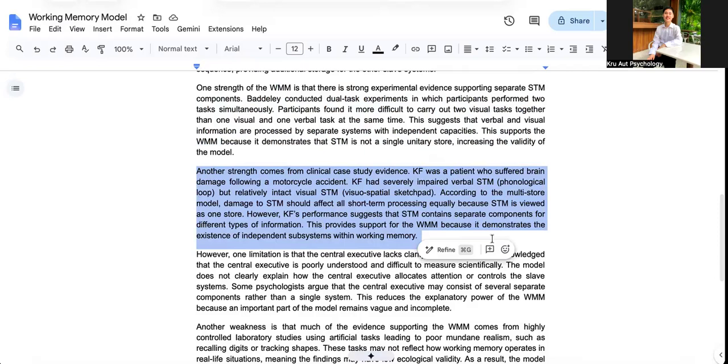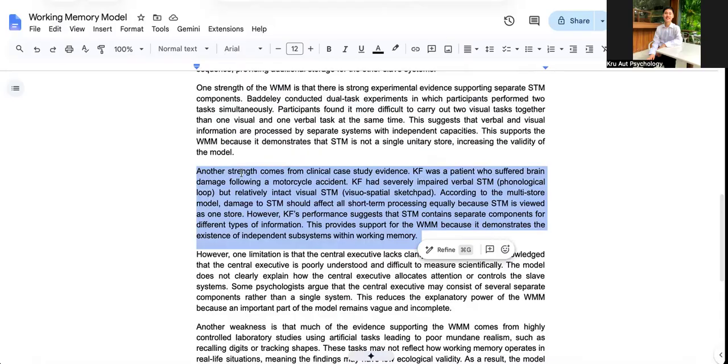Then another strength, I use a different study this time. I use the idea of a case study, and we only have one popular case study, being KF here. It's different to the multi-store model, as in the multi-store model video I made, but for the working memory model, we want to be clear that it's referring to the phonological loop and Visual Spatial Sketchpad. So KF is definitely one of the good examples here because he suffered brain damage.